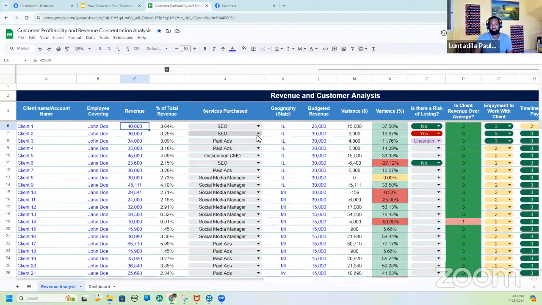So for example, we're providing SEO service to this client and we're expecting a $25,000 revenue. Maybe we upsold them another service that helped increase another $15,000 in revenue. Okay. So we need to ask all these good questions.